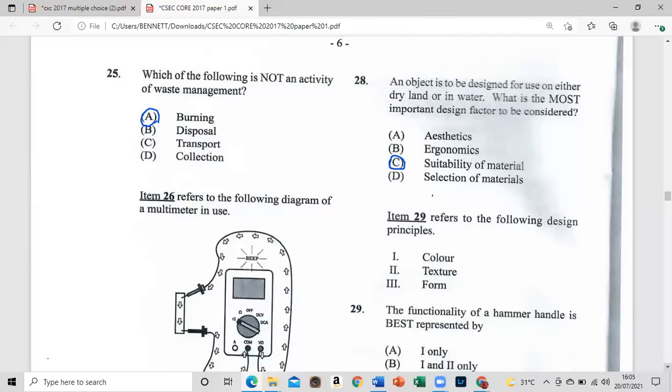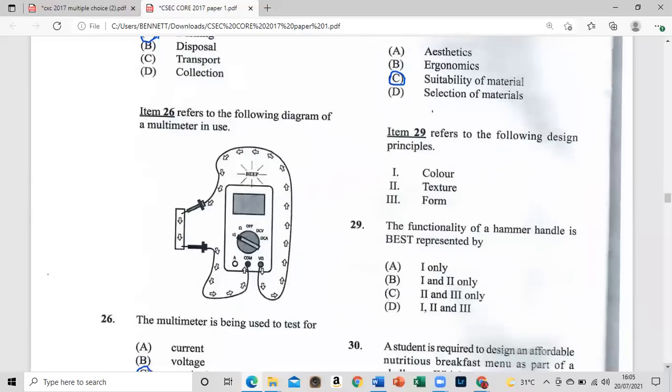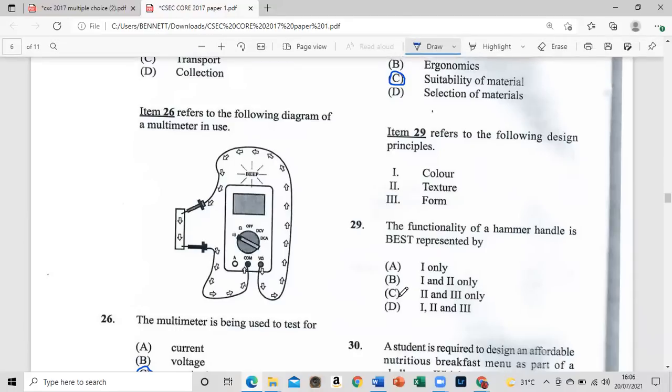And 29 now, and then after 29, 30, and then we can have a little talk. Item 29 refers to the following design principles: 1, color; 2, texture; 3, form. The functionality of a hammer handle is best represented by A, 1 only, B, 1 and 2 only, C, 2 and 3 only, or D, 1 and 3 only? So that would be 2, texture, and 3, form. So that gives us C.